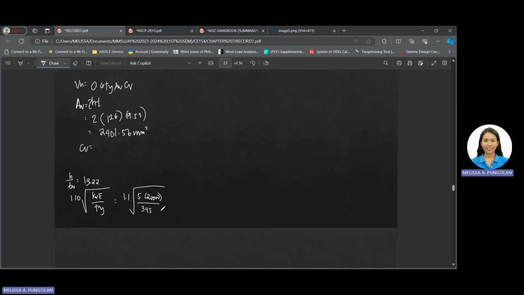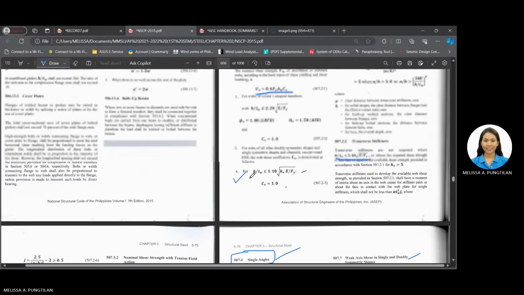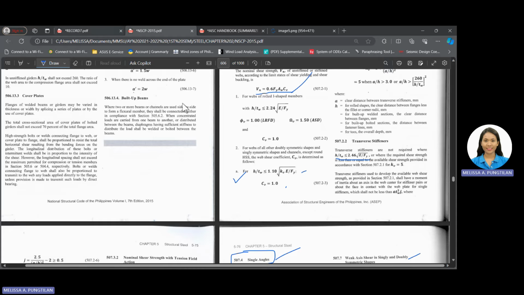Therefore, this is equal to 59.22. Okay. So, h over tw is lesser than 1.1 square root of Kv E over Fy. Therefore, Cv is equal to, makikita naman natin, kahit hindi na natin i-solve yung 1.37 something, kasi nakikita naman natin that h over tw is less than 1.1. So, nasatisfy na agad. Yan. Therefore, Cv is equal to 1.0. Yan.